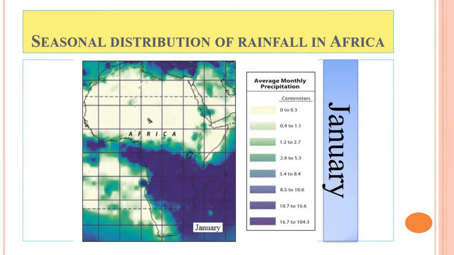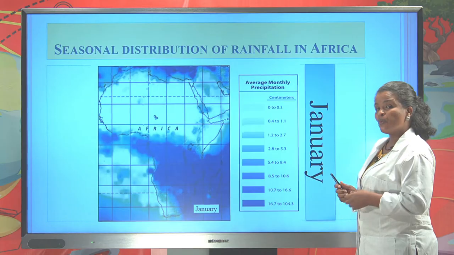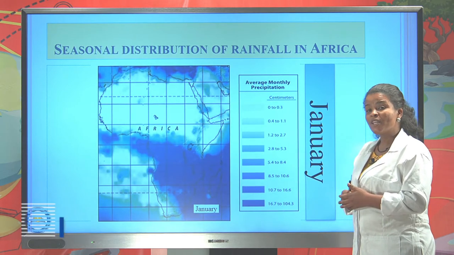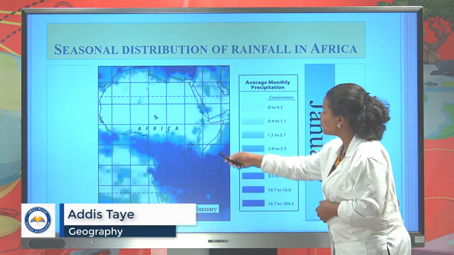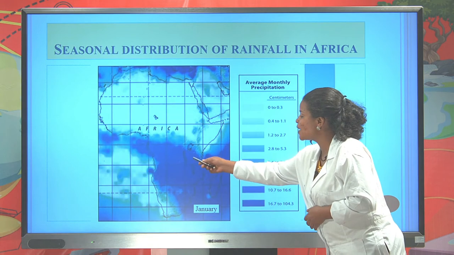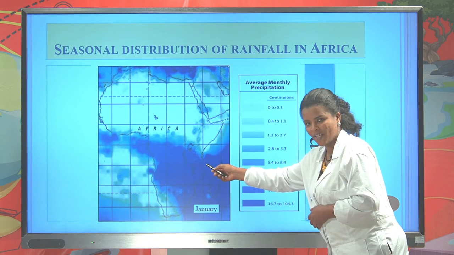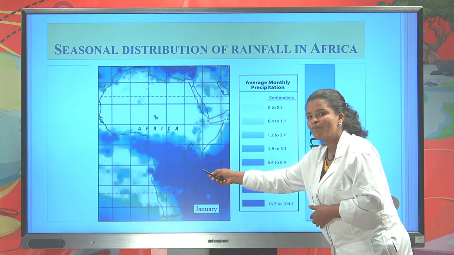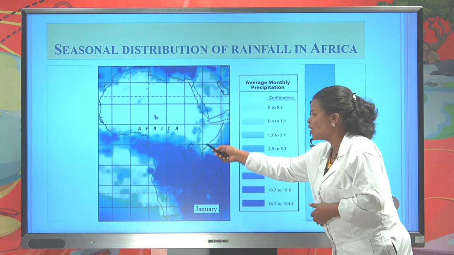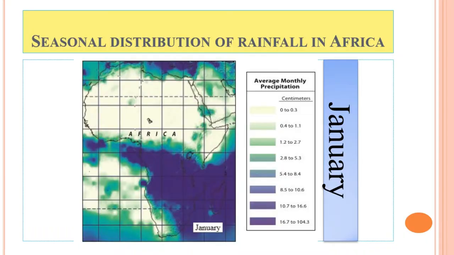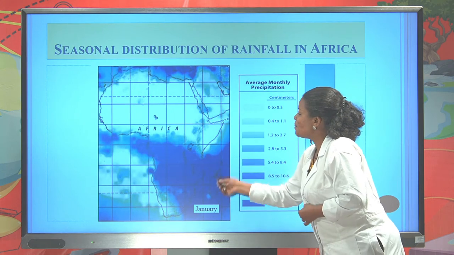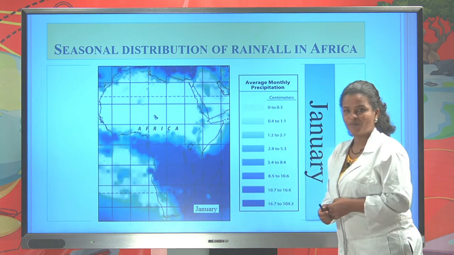Let us see this map. It shows the seasonal distribution of rainfall in Africa. We have seen in the previous lesson about temperature distribution. During January, the sun is south of the equator. So the low pressure developed in the southern part of Africa. The high pressure that started from the Atlantic Ocean and the Indian Ocean blows to this part of Africa. So during December, January, February, the southern part of Africa received rainfall.